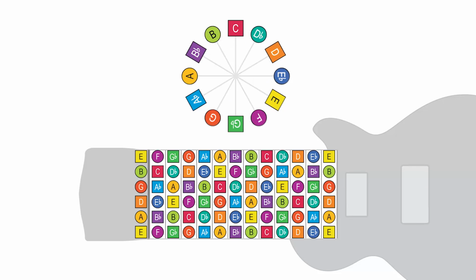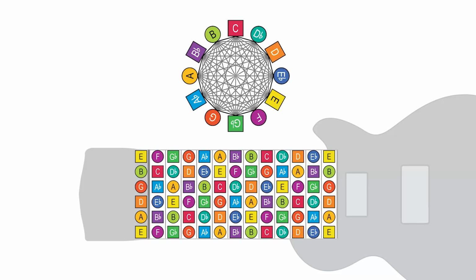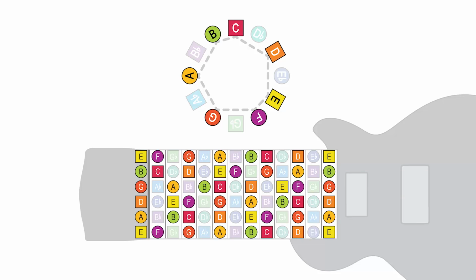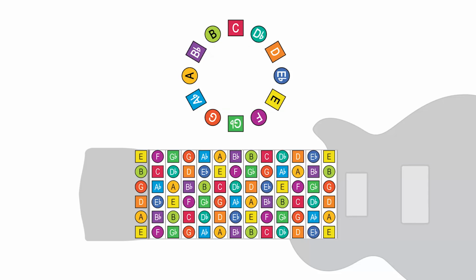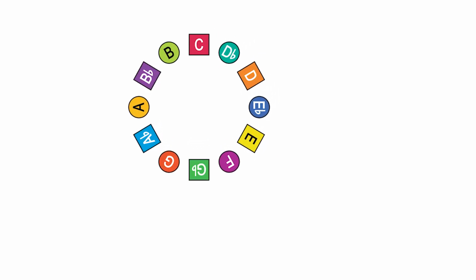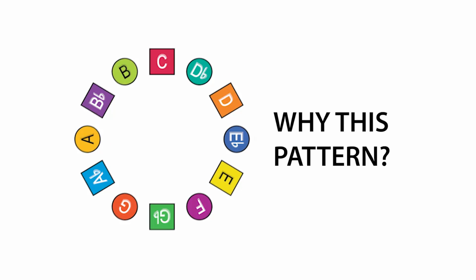Now, what's important is that everything in music comes from these notes. All scales, all chords, every progression, and every song. They're all derived from this pattern as rearrangements and combinations of these notes. And to picture these patterns, we're using color here. But why these colors in this particular order?